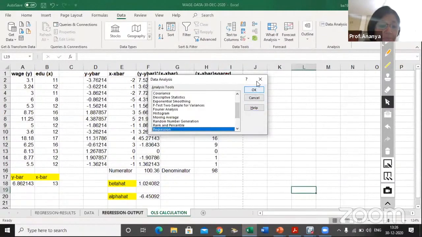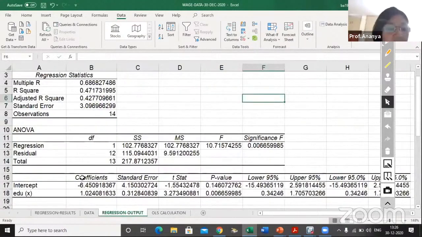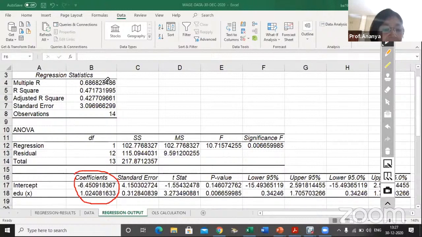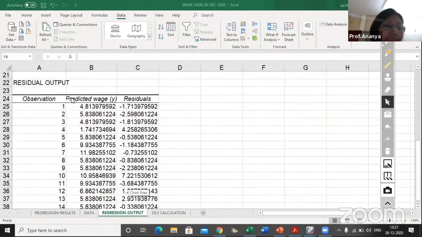I've already done all this and here you are. So here are the coefficients. Here is your alpha hat and beta hat, and I've been talking about that. Here is your R squared. And here are the analysis of variance tables and so on. Since I'll be talking about this tomorrow, I'll take these up tomorrow. I just want to show you something else over here, which is the predicted values. So here are the predicted values and here are your residuals.